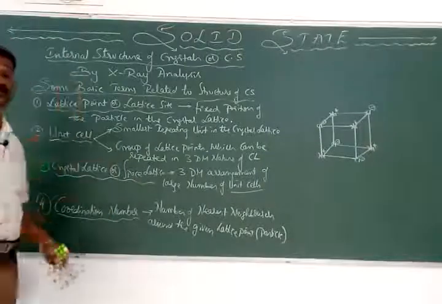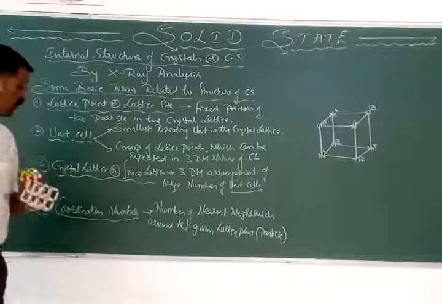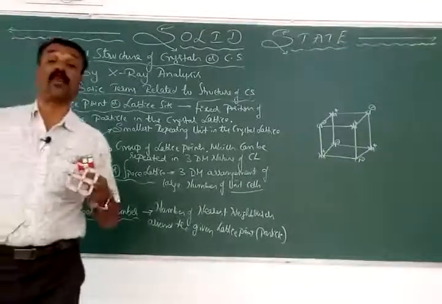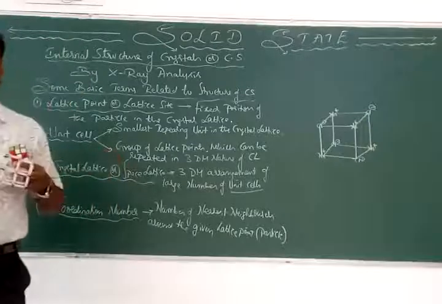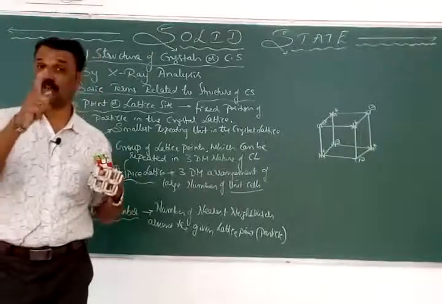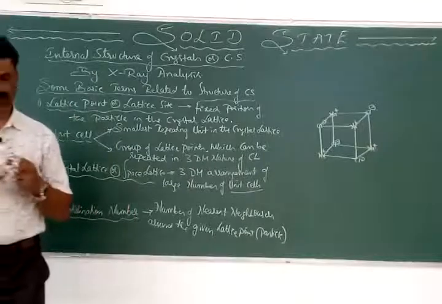Okay. So let us have the last term, which one? The coordination number. What is the coordination number here? The number of nearest neighbors around the given lattice point is called the coordination number. Means around each particle, how many nearest neighbors are there is considered to be the coordination number. So let us make an assumption here.